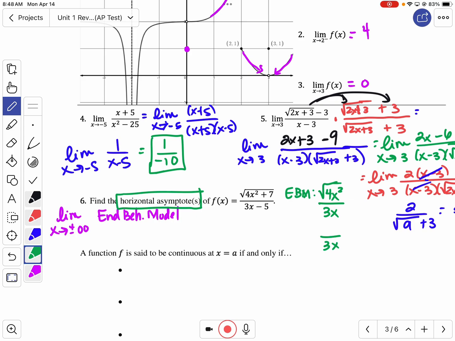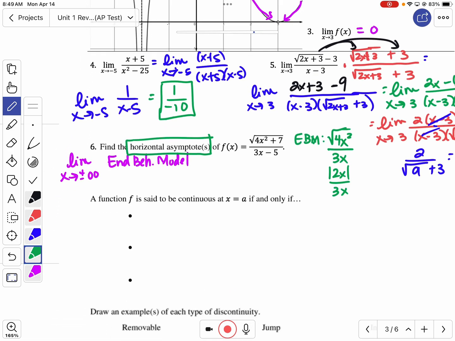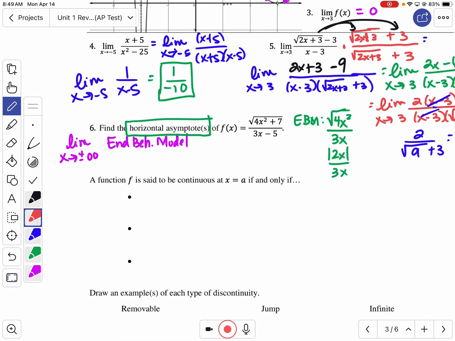4x squared, we could have a positive or a negative value there, all right? Because if I square it, it's still going to be what? Positive. So we would say that it's the absolute value of 2x, and that's important, okay? Because that means I could take a positive value for 2x, or I could take a negative value for 2x, all right?